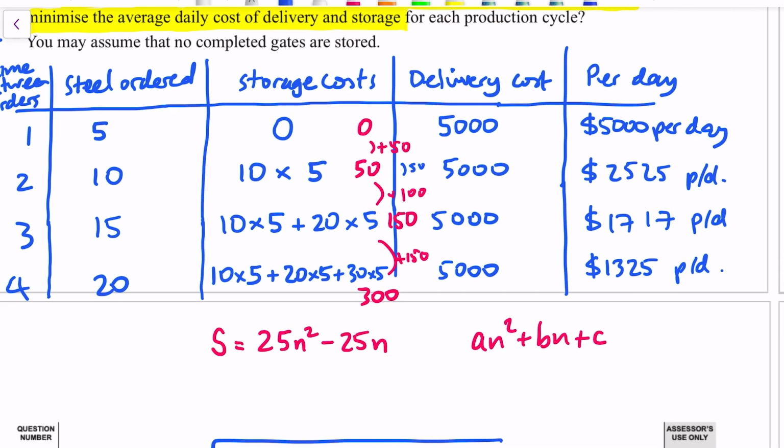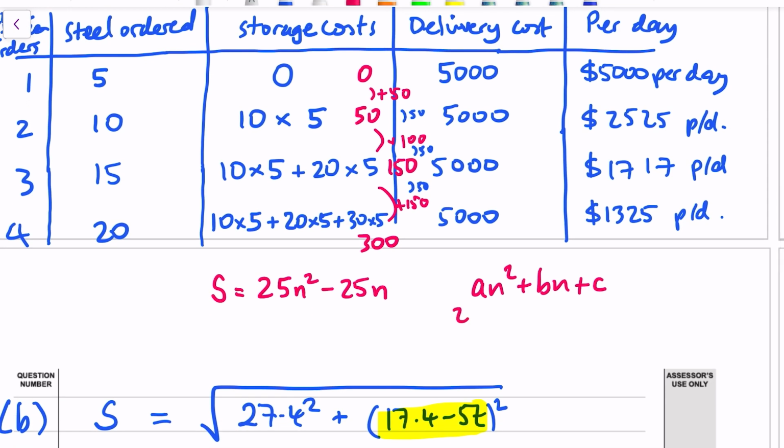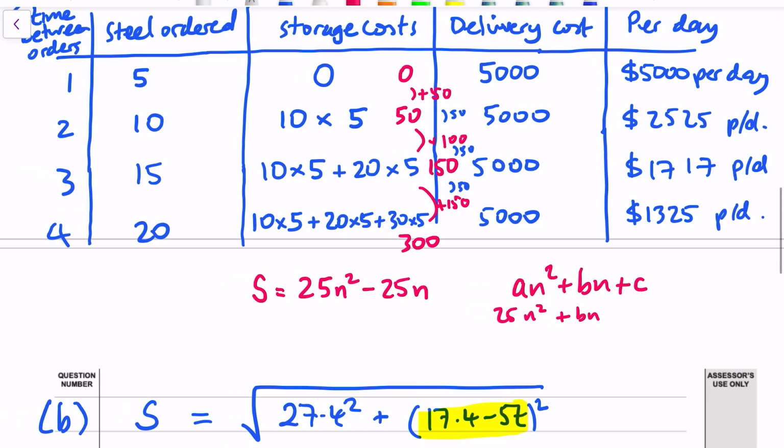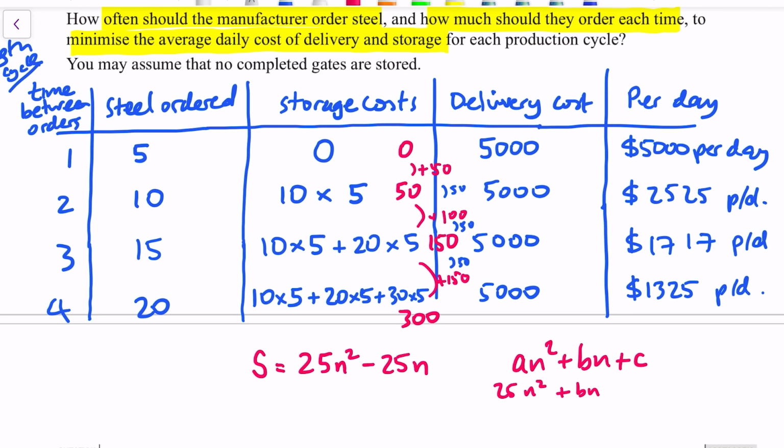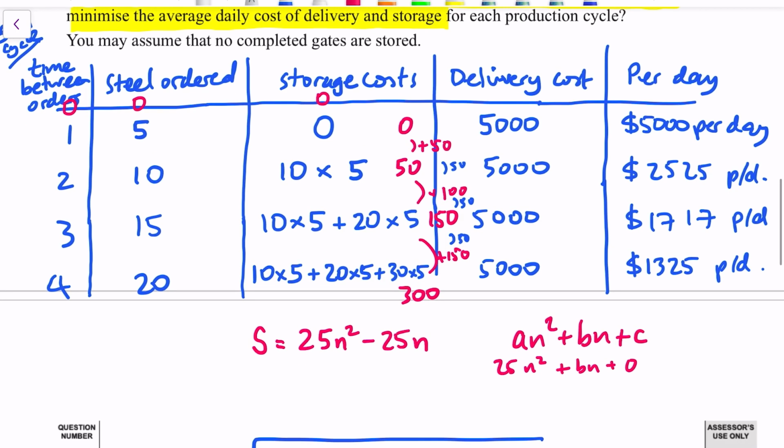It's going up in 50s. So 25 would be our A. Bn is the linear term, and C is the term when n is equal to 0. So I can extend the pattern back to n equals 0. No steel's ordered, so there's no storage costs. So C is 0. And then finding B is just substituting a coordinate in to make it work, and I found out that it was minus 25. Okay, so that's one way of doing it.